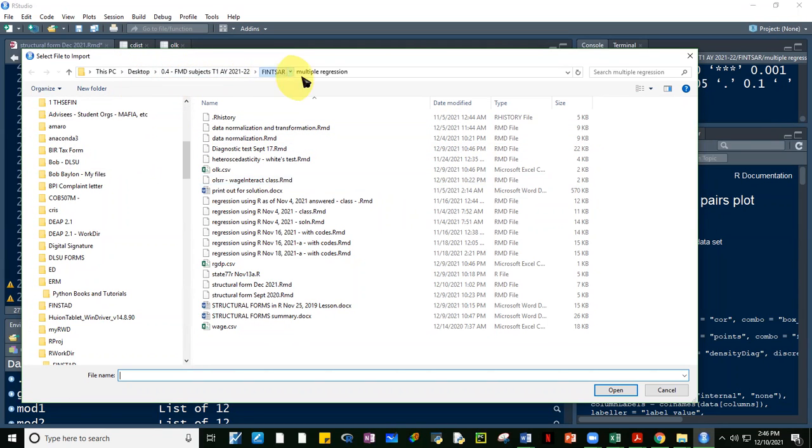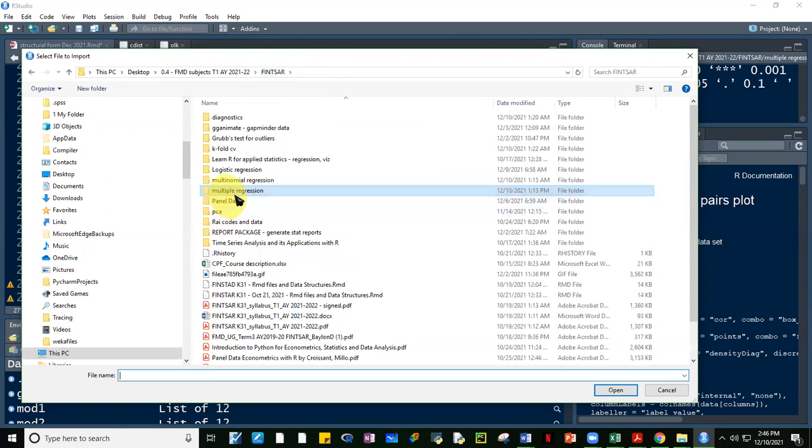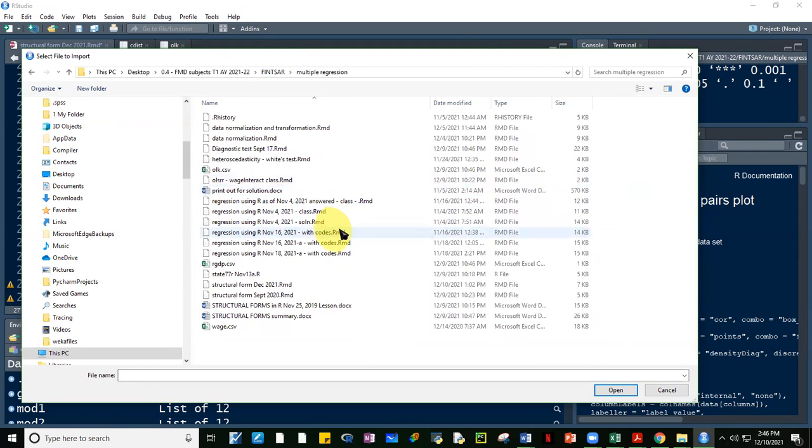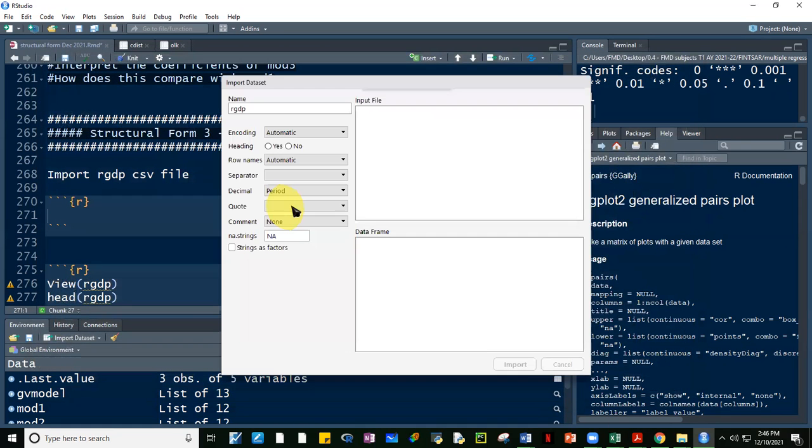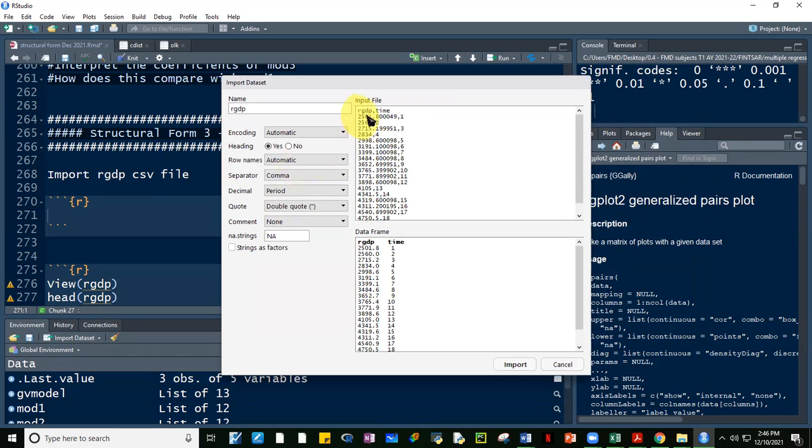Okay, multiple regression. Okay, the RGDP. RGDP and time. This is real GDP.